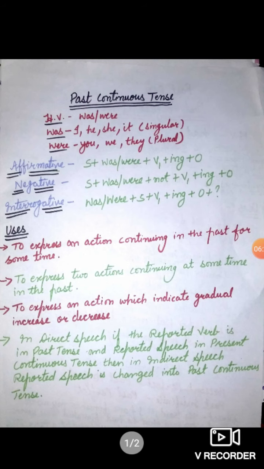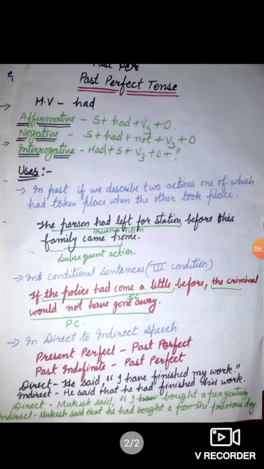Now it's time to learn about past perfect tense. And in present perfect tense, we have two helping verbs, has and have. In past perfect tense, only had is used. And as I already told you, in every perfect, third form of verb is used. Now it's time to learn the structure of past perfect tense.